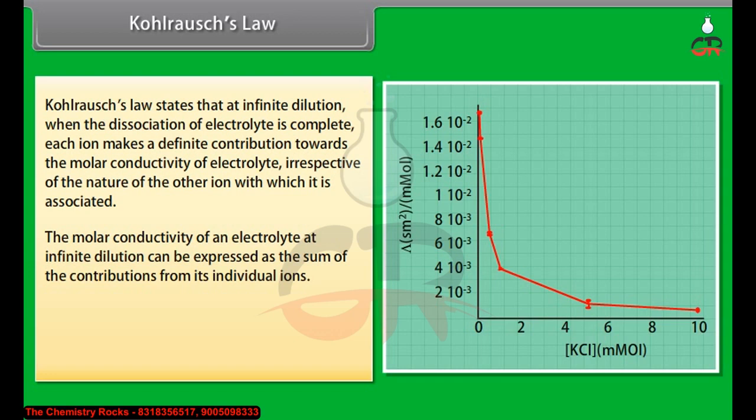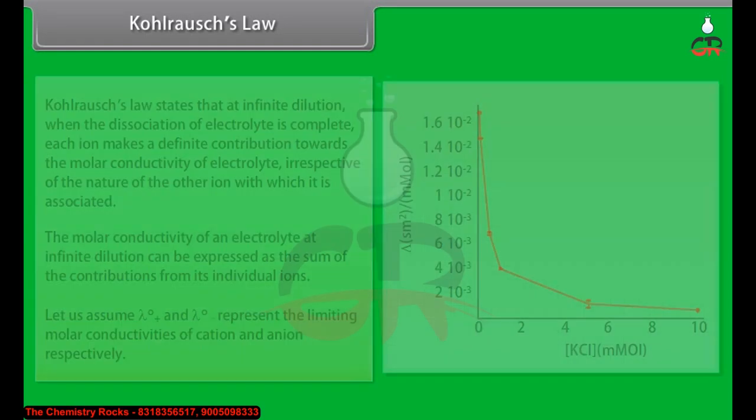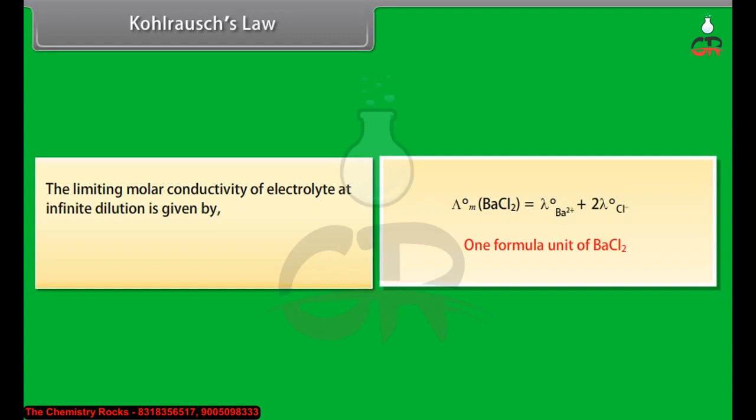its individual ions. Let us assume lambda naught positive and lambda naught negative represent the limiting molar conductivities of cation and anion respectively. The limiting molar conductivity of electrolyte at infinite dilution is given by V positive lambda naught positive plus V negative lambda naught negative, where V positive and V negative represent the number of positive and negative ions furnished by each formula unit.